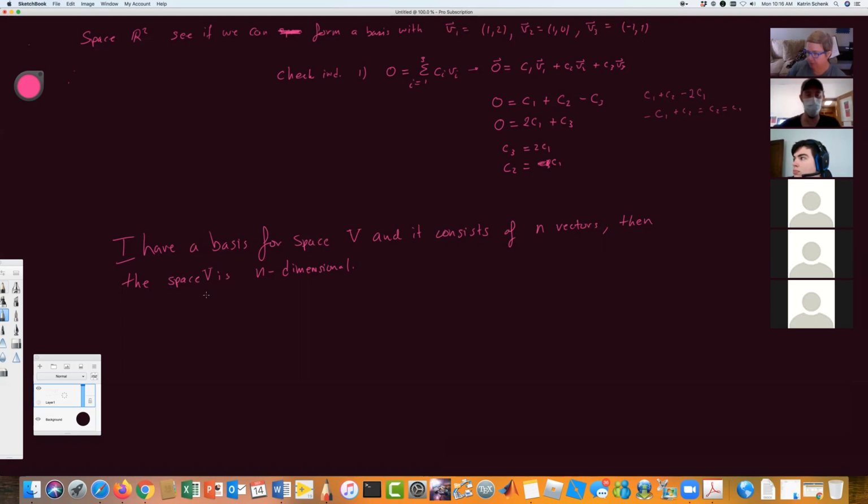a useful tool. So for example, let's look at the space. Let's make our space of all 2 by 2 matrices. Okay, we want to know what is the dimension of this space.